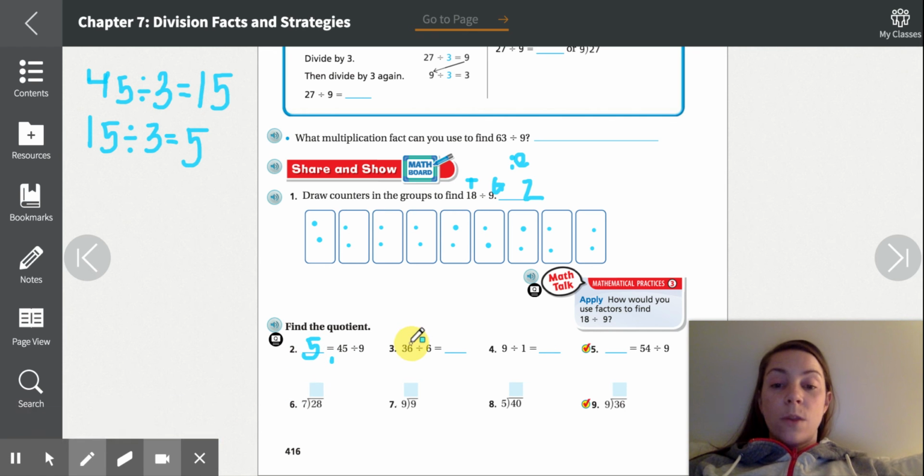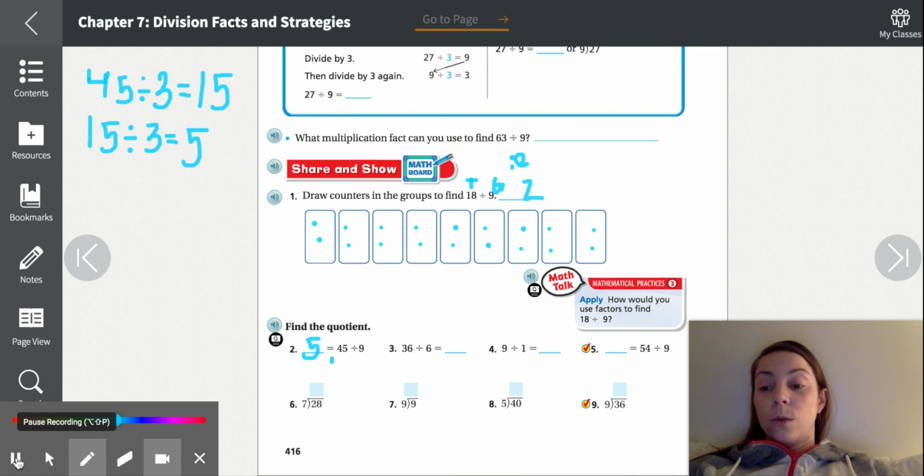15 divided by 3 is 5. So 45 divided by 9 is 5. All right, 36 divided by 6. Maybe you could do repeated subtraction or a number line to get to 36.